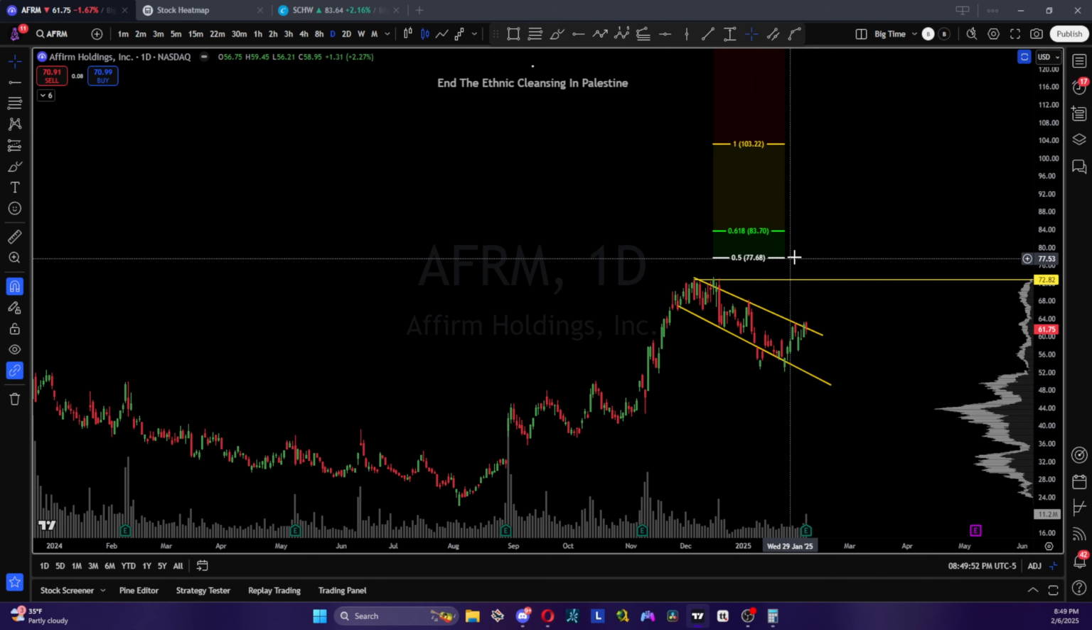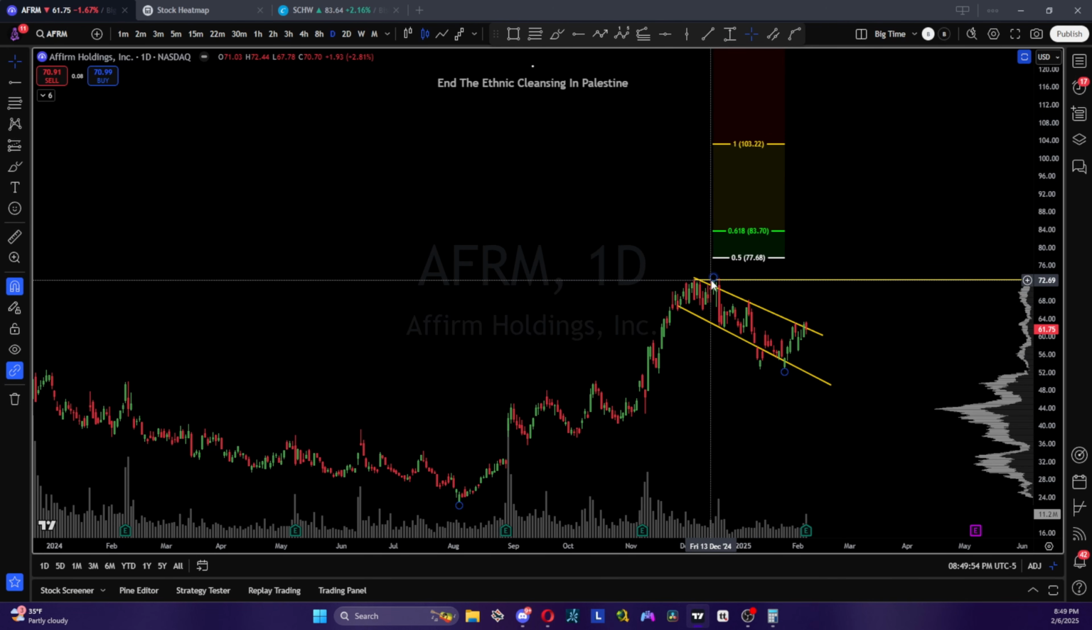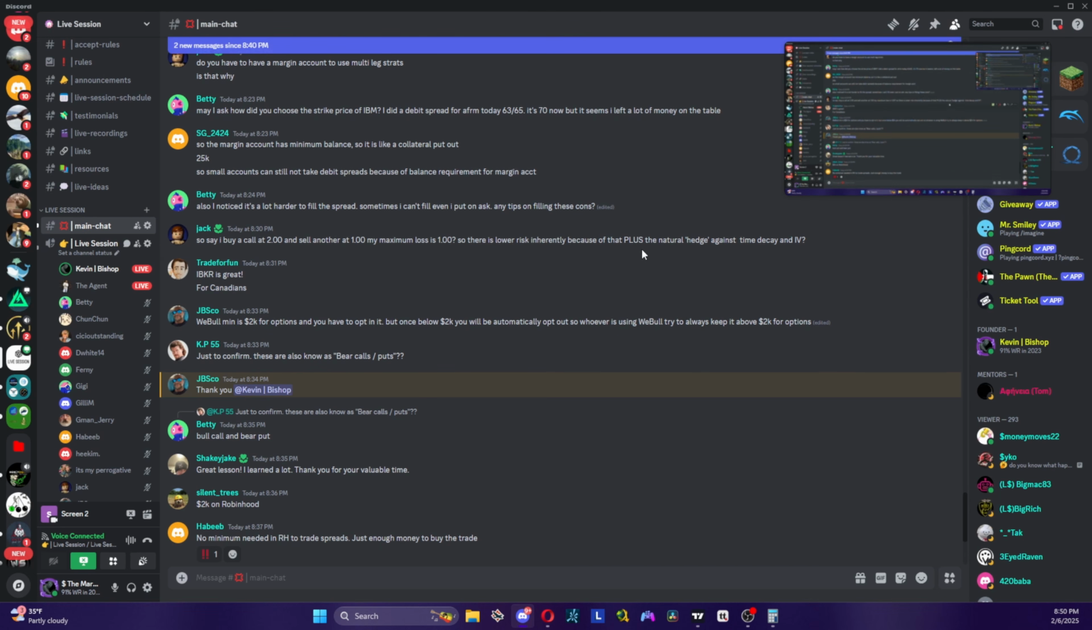I would look at the fib extensions. Again, they're one of the most useful tools you can use to have price projections of where a stock will go. So that's what I would look at for earnings. So hopefully that answers your question.